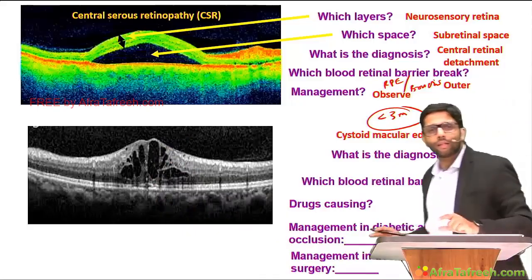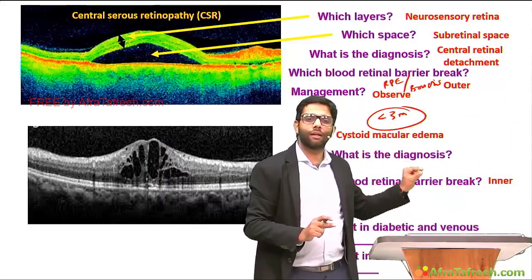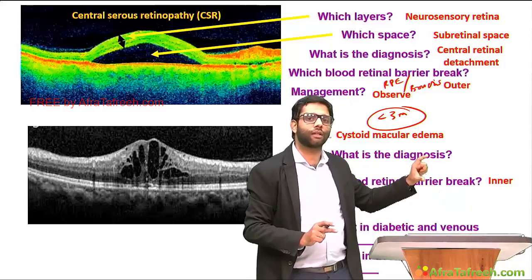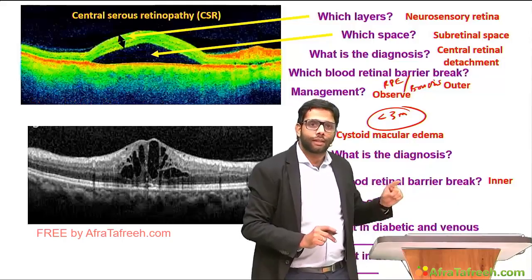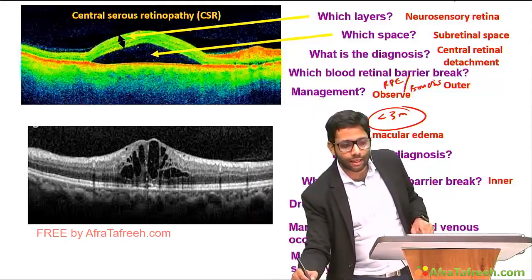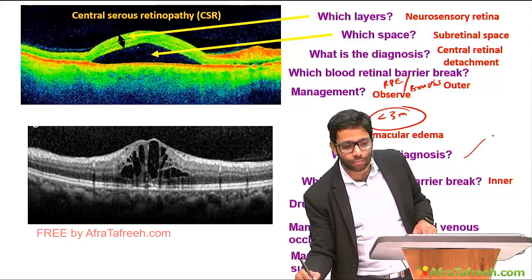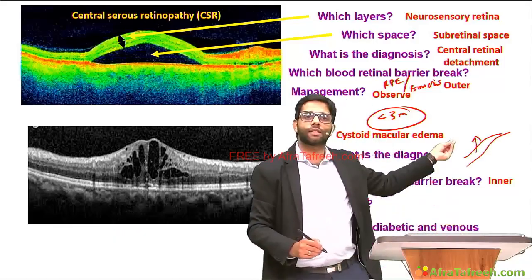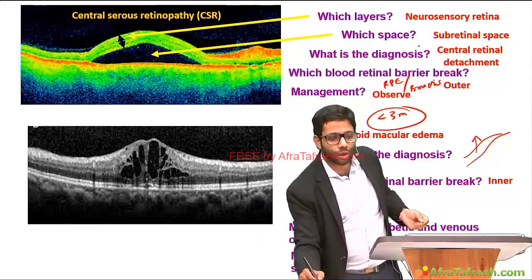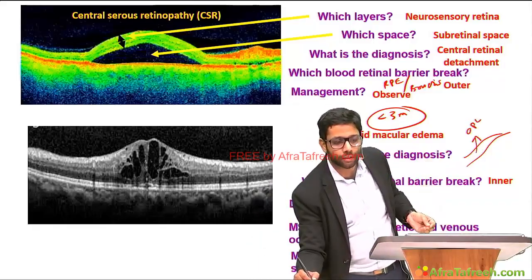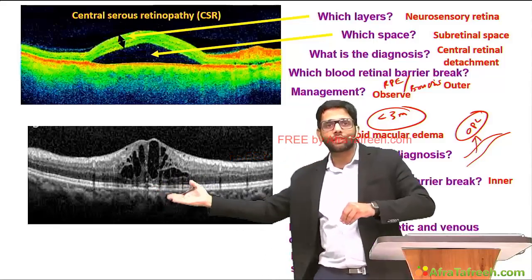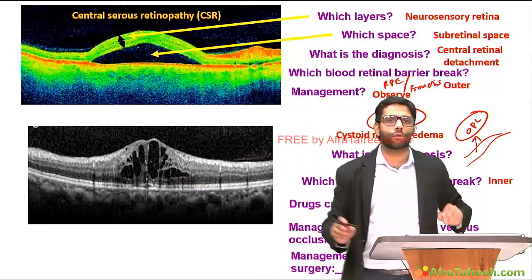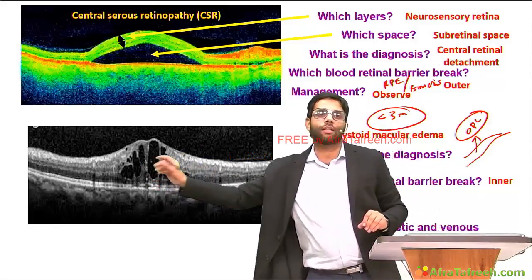Now, the inner barrier is due to the central inner 6 layers of the retina, the central vessels' endothelium. That forms the inner barrier. So if the central vessels' endothelium is breaking, what is happening? Fluid exudate is coming out, mostly going into the outer plexiform layer of the retina. That is the plexiform layer, more space, increasing the thickness of the central retina, that is cystoid macular edema. Cystic spaces are there in the retina.